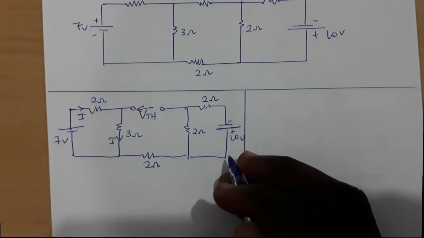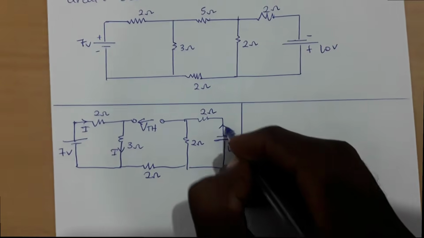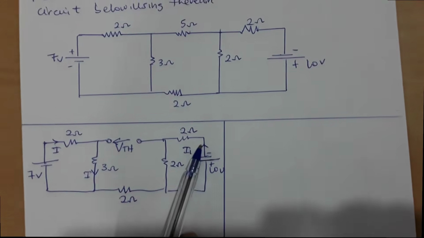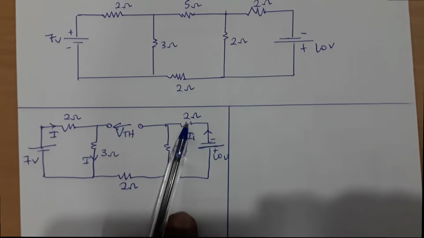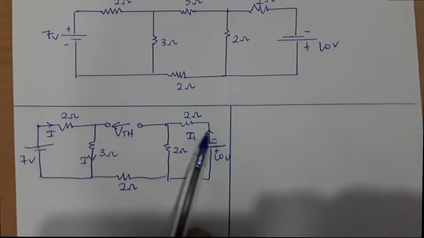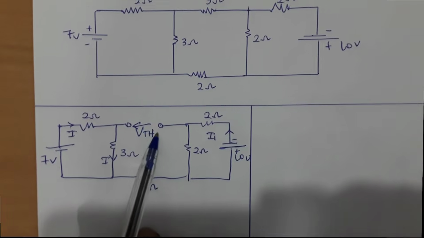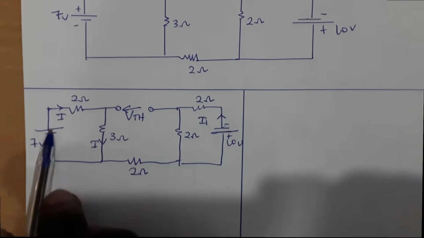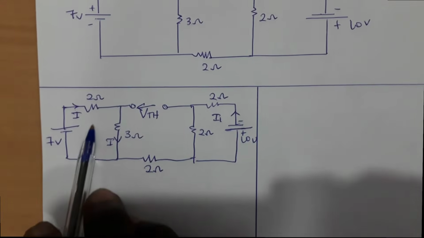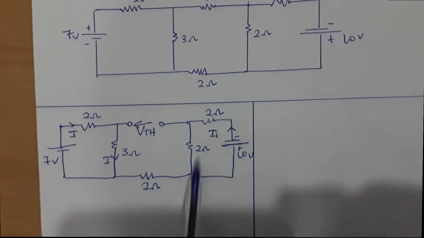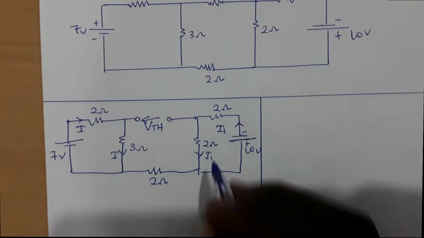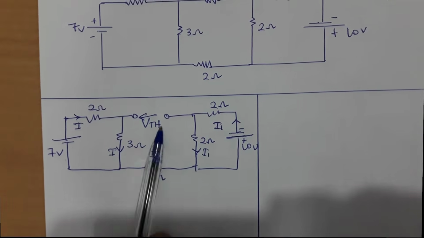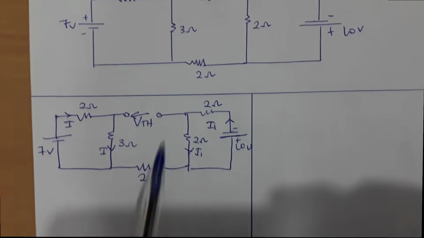Let's say this voltage source also produces a current, say I1. It is the same current that will flow through this 2 ohm and this 2 ohm, because here is open, so this current won't go to this side. So let's see what will happen. We can write an equation and find I, and write an equation and also find I1, and we can write an equation involving VTH so that we can find the value of VTH. That is the most important thing.